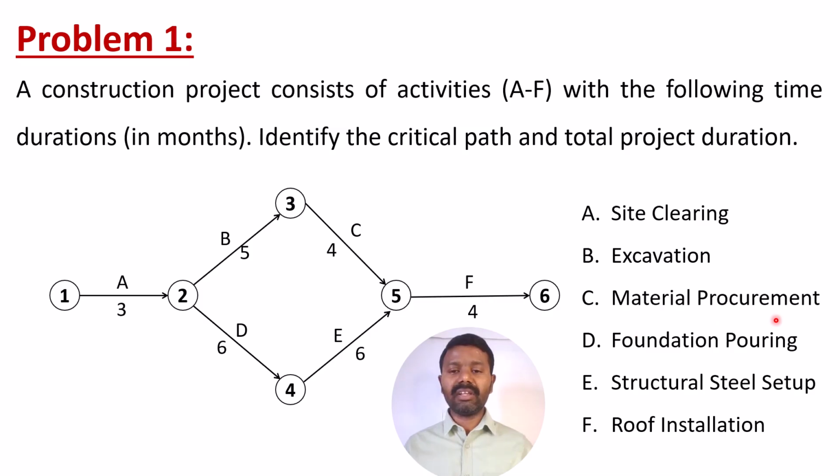And C is the material procurement and this will take 4 months. And D is the foundation pouring, it will take 6 months. E is the structural steel setup, it will take 6 months. Finally, roof installation, that will take 4 months. So now we need to identify the critical path and we also need to see what is the total project duration to complete this project.